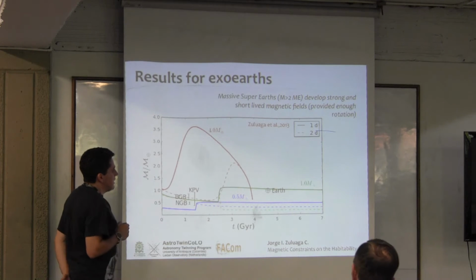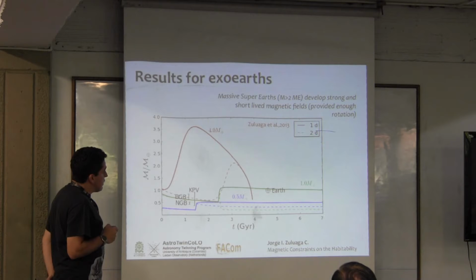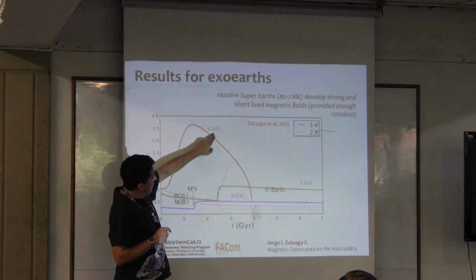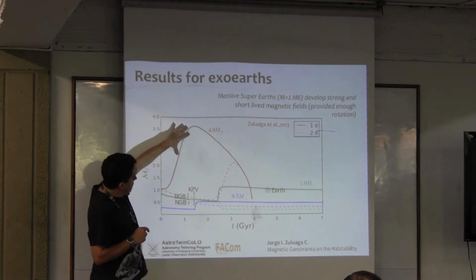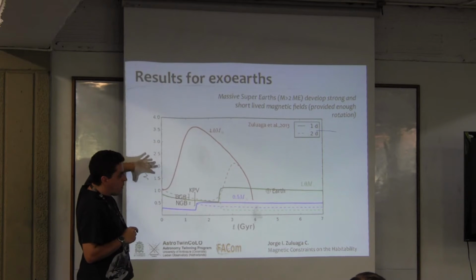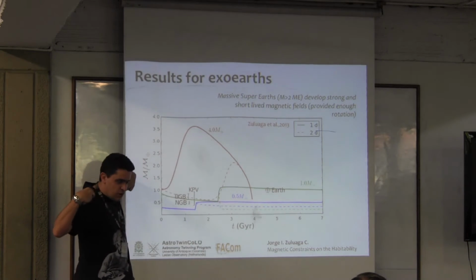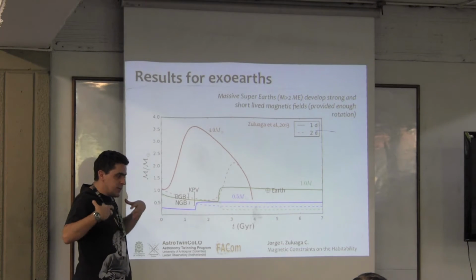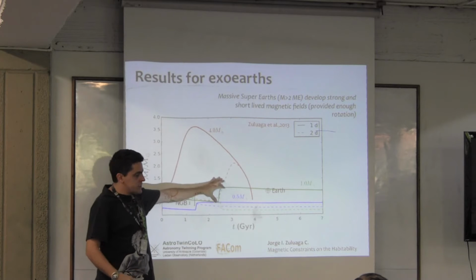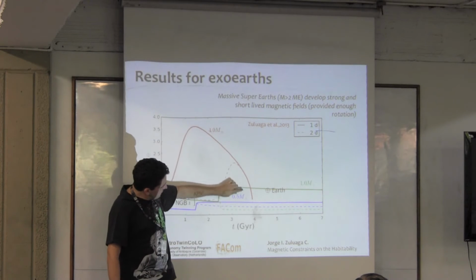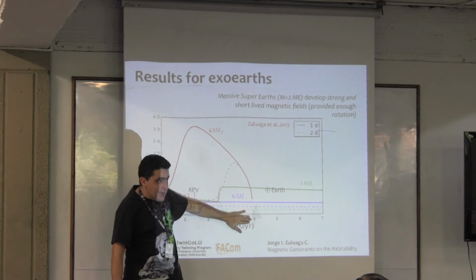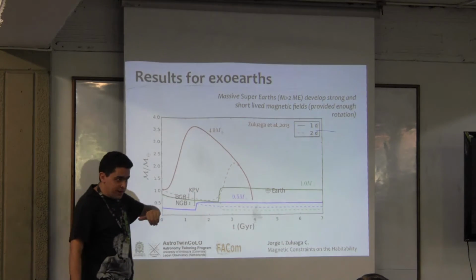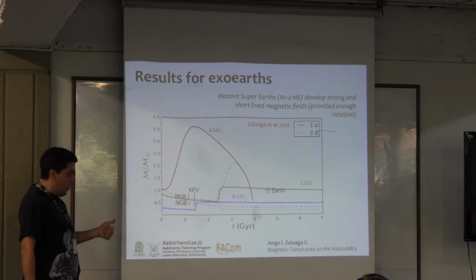Very interesting, because, for example, we have found that very massive terrestrial planets could have very strong dipole moments, because they have a lot of internal heat able to produce this. But these magnetic fields last for less time than in the case of Earth-like planets. So this is one point.